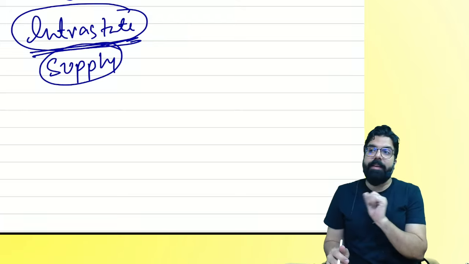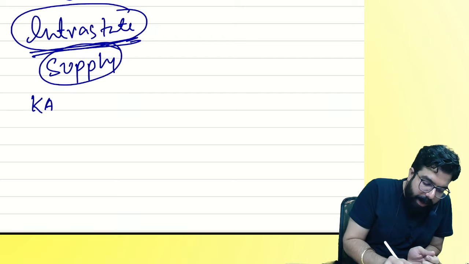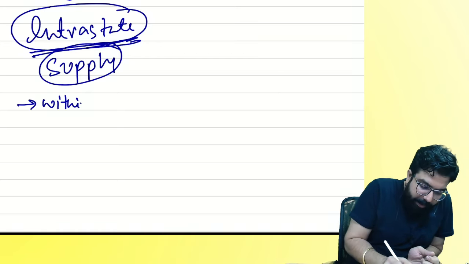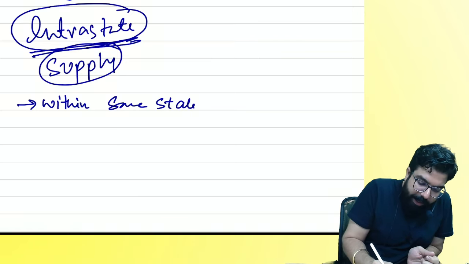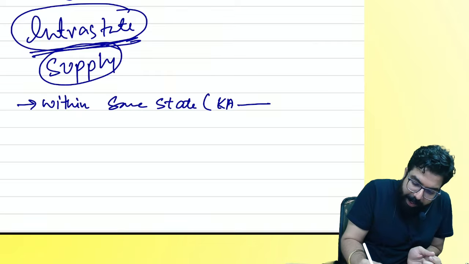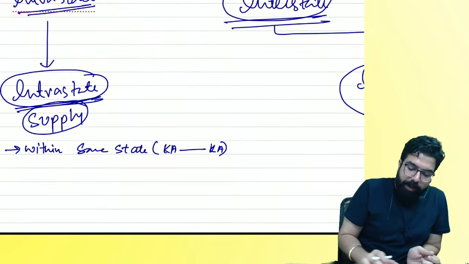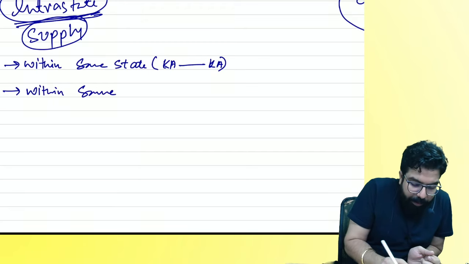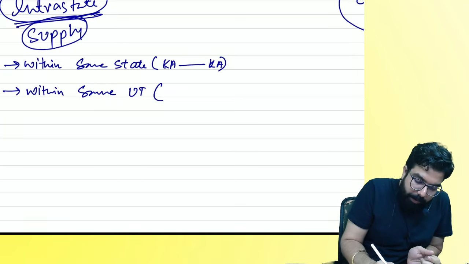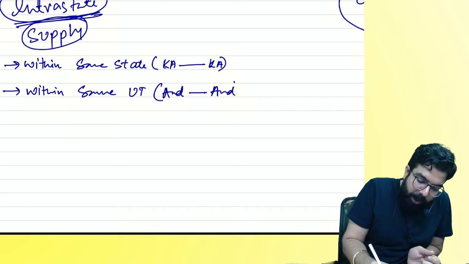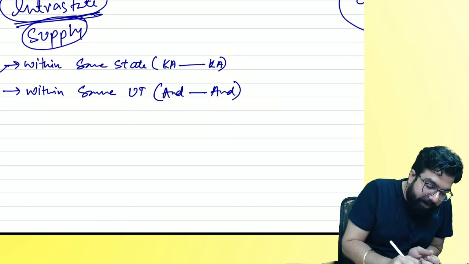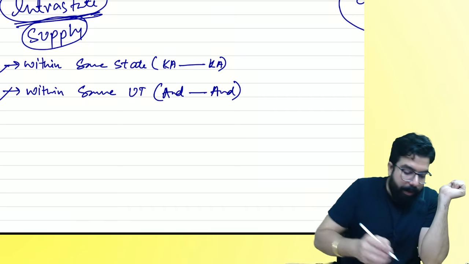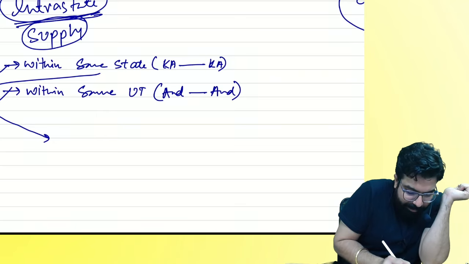Within the state. Within the state means, if I am selling, supposedly, from Karnataka to Karnataka, it means within the same state. If I am selling goods within Karnataka, it is known as what, everyone? Intrastate supply. If I say within the same union territory, can you tell me a union territory? Andaman and Nicobar to Andaman and Nicobar. Do you guys agree with me? So people, it will be the same state or the same union territory. We'll call it what, everyone? Intrastate.